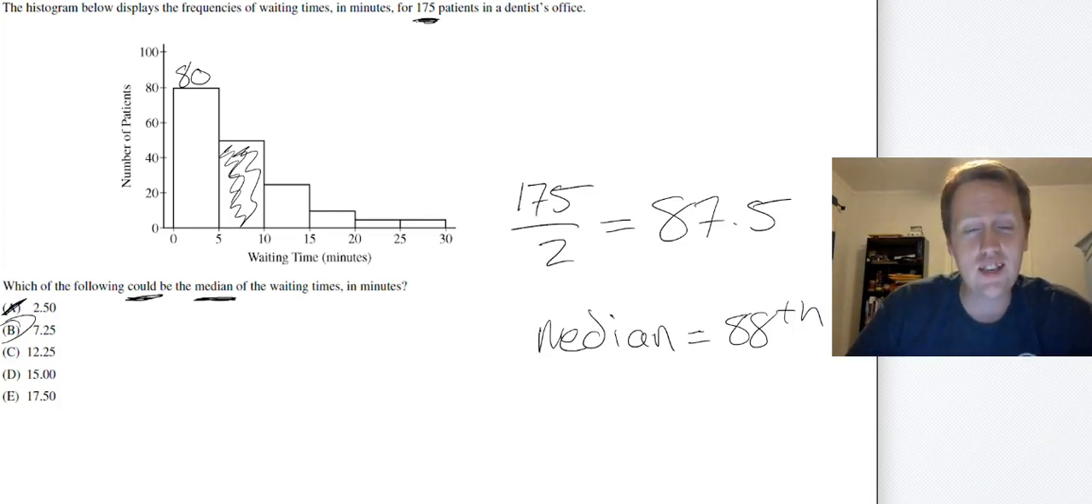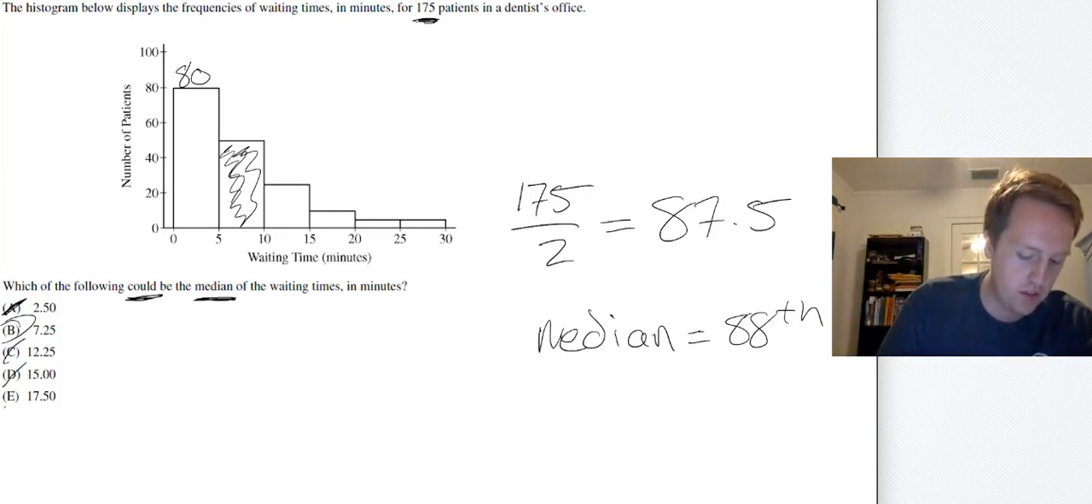If they put 6, I wouldn't have had any reason to not pick that. 6 is between 5 and 10. All I know about the median is it's between 5 and 10. But they made sure that none of these other ones were between 5 and 10. So that was good.